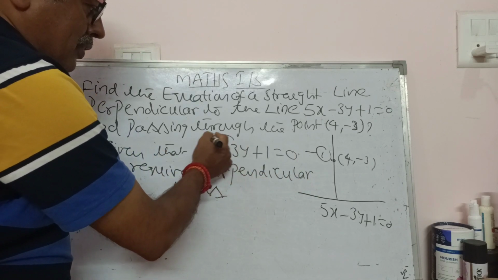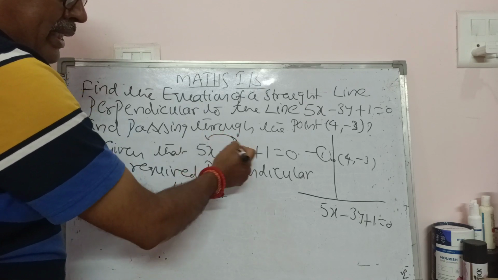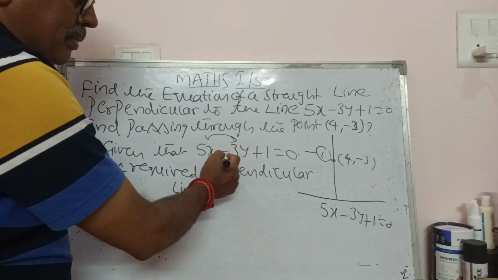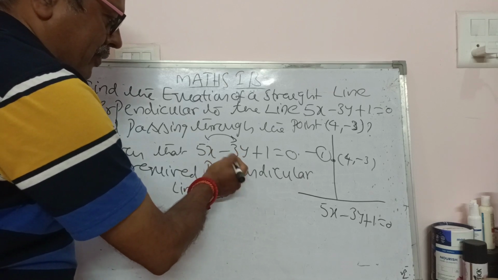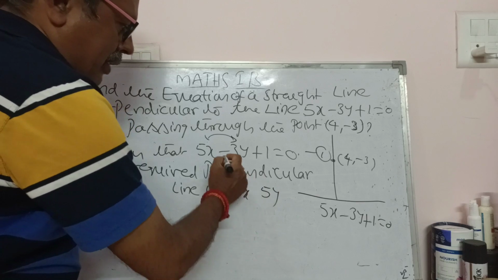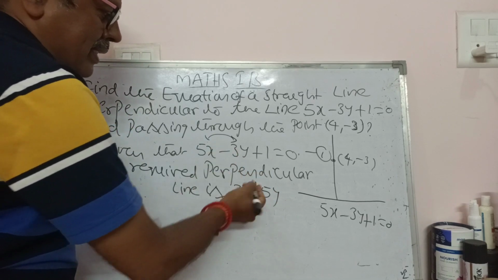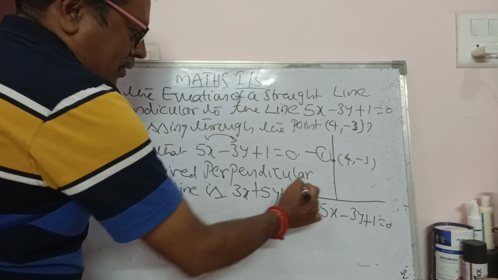Therefore, in order to find out the perpendicular equation, simply interchange the coefficients of x and y and change the symbol between these two terms accordingly. Therefore, 3x and 5y: if minus is there, let us change this one as plus. If plus is there, let us change this one as minus. Plus constant k is equal to 0.